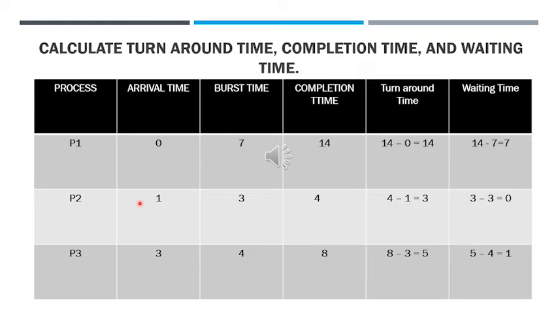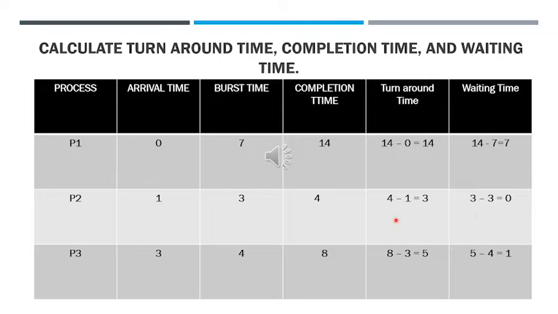P2. Arrival time is 1. Burst time is 3. Completion time is 4. So to get the turnaround time, it is the same as always. Subtract the arrival time from the completion time. The completion time of P2 is 4. The arrival time of P2 is 1. So 4 minus 1 is equal to 3. And the turnaround time of P2 is 3. So to get the waiting time, turnaround time minus burst time. The turnaround time of P2 is 3. So we will subtract the burst time, which is 3 also. So 3 minus 3 is equal to 0.